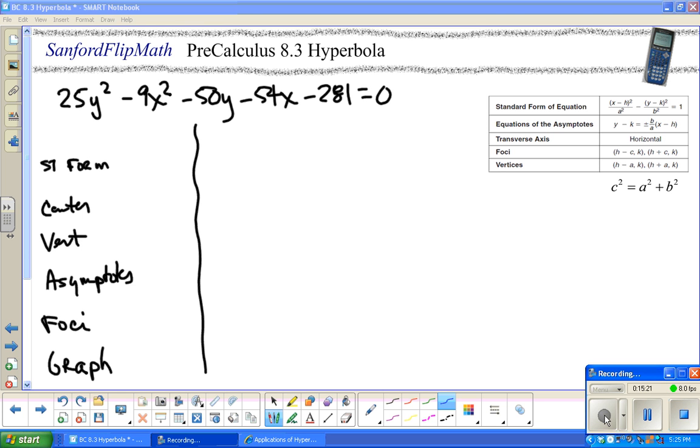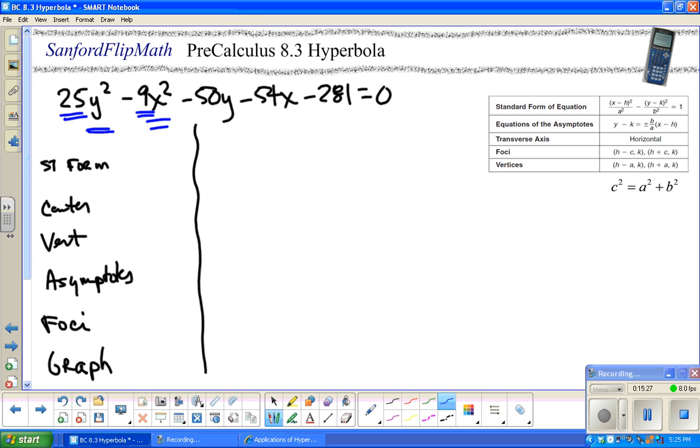Now, quick little recap here, okay? Not a parabola because I have both x squared and y squared. Not a circle because the coefficients for x squared and y squared are different. Not an ellipse because the signs for the x squared and y squared terms are different, okay? So if the signs for x squared and y squared are different, automatically hyperbola. All right, so here we go.